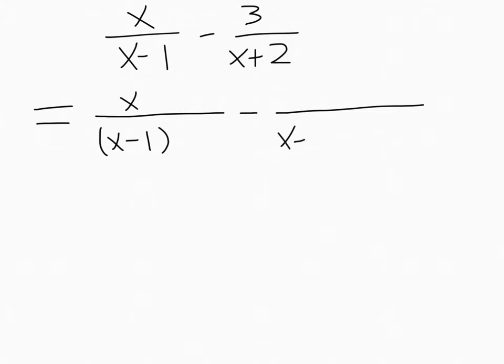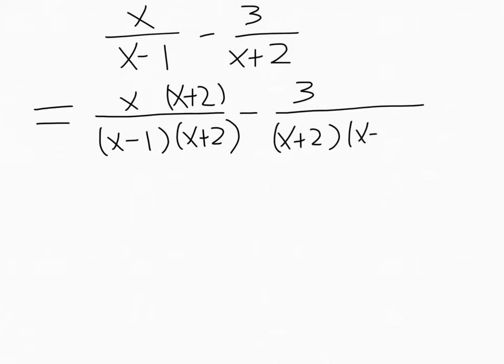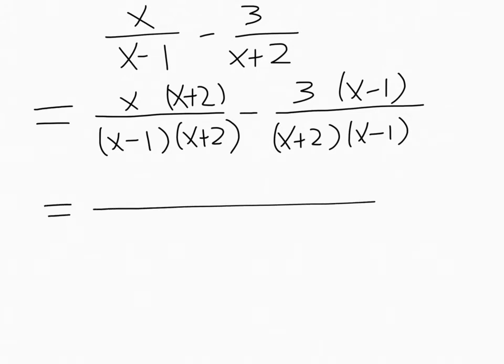So I'm going to simply multiply each other. So x minus 1 is going to multiply x plus 2. And if I multiply something to the bottom, I'm going to multiply it to the top. X plus 2, I'm going to multiply x minus 1. So again, top and bottom. So now do I have the same denominators? It looks like I have the same denominators. So I can go ahead and copy the denominator and then add or subtract.